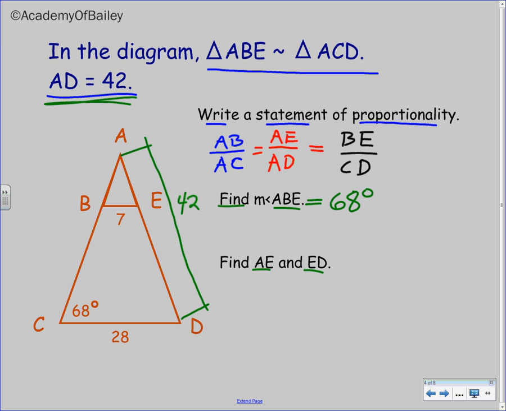Well, we go back to our statement of proportionality. We know BE and we know CD. And so if we look here, BE over CD is equal to AE over AD. So BE is 7, CD is 28.